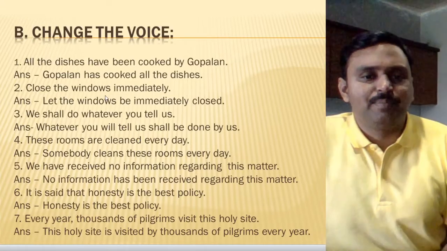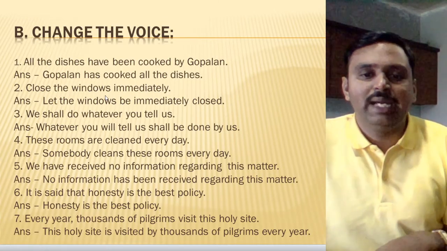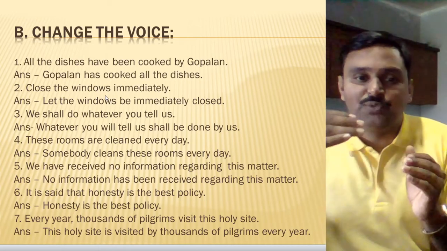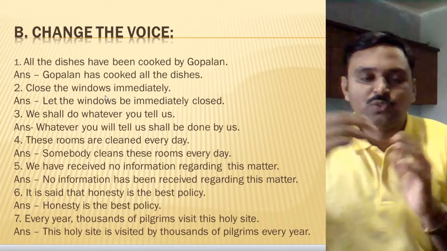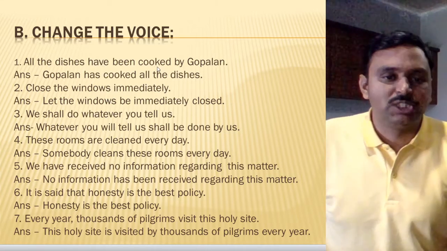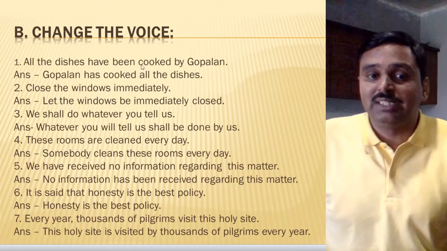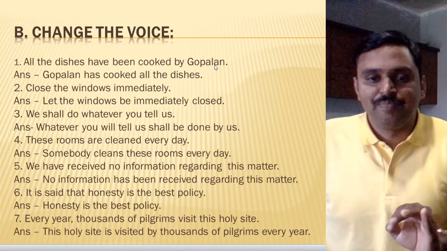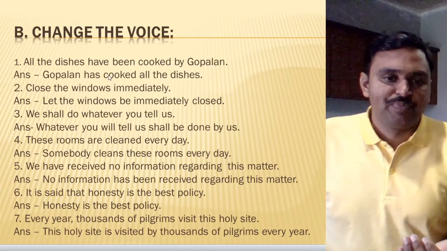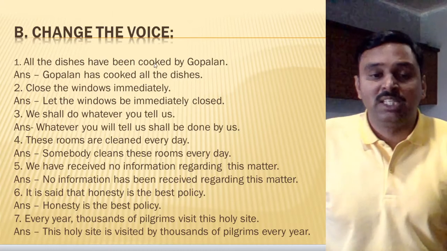If you see the simple example, look at the first example: all the dishes have been cooked by Gopalan. If you first apply the technique, that is to identify first active and passive voice. So first we'll identify it. Have been cooked is an example of passive voice, because to be form plus V3 is already mentioned here, have been cooked. So when the sentence is in passive voice, we have to make it into active voice, and when it is in active voice, we have to make it in passive voice. So this is the example given here.